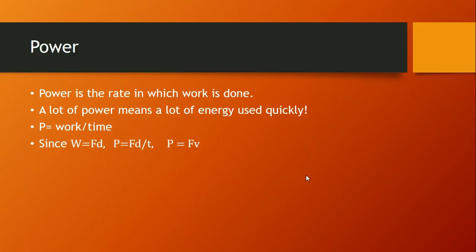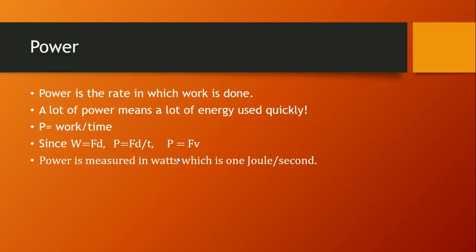And so work equals force times distance. And if we do force times distance over time, this is power. And power can also be force times velocity. If we have an object moving, you can just do the force it takes to keep it moving times the velocity it's moving at, and you get power. So these are two ways to calculate power: FD over time, or force times velocity.